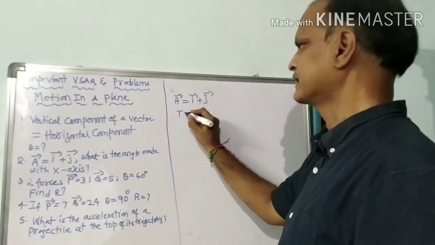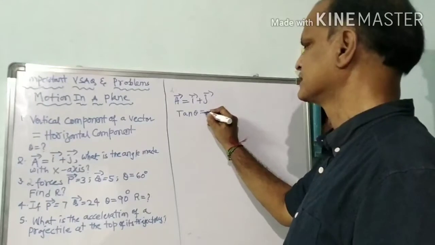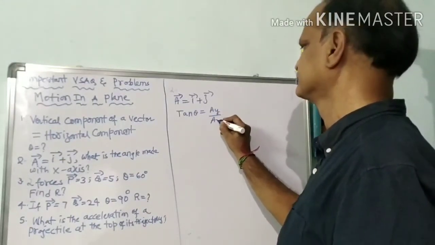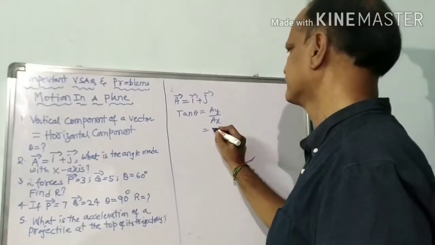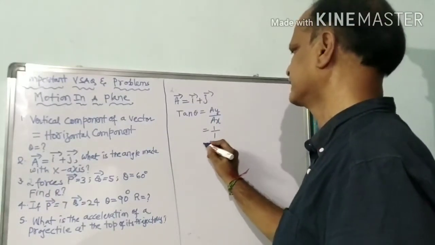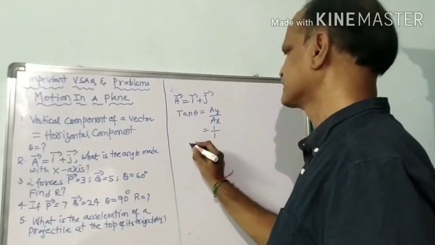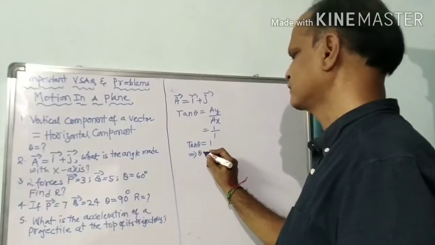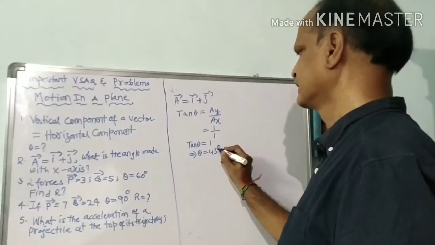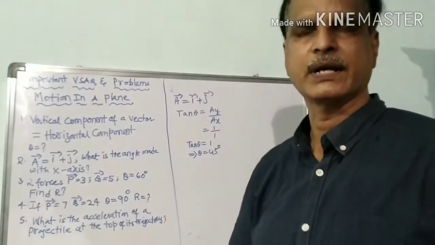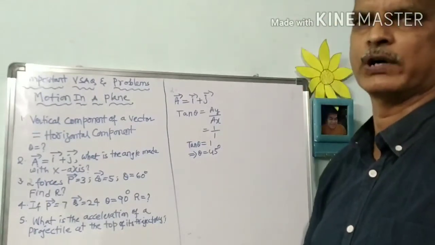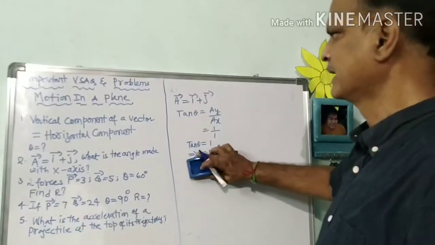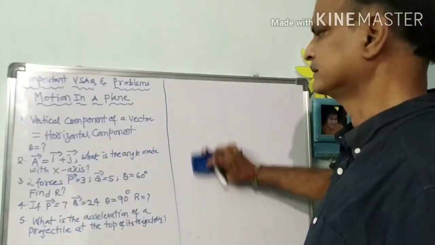We know that tan theta is equal to AY by AX. So AY is 1, AX is 1. So tan theta is equal to 1, which implies theta is equal to 45 degrees. Here also we get the answer as 45 degrees. So that is the second question. Next we have the third one.